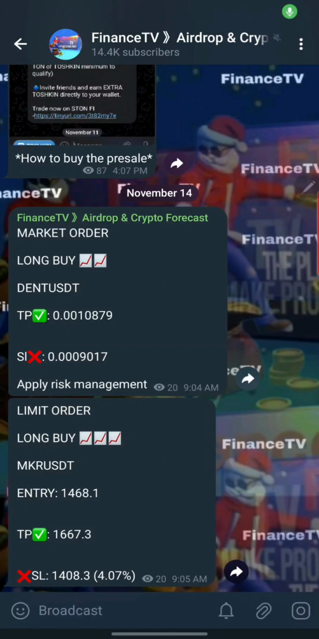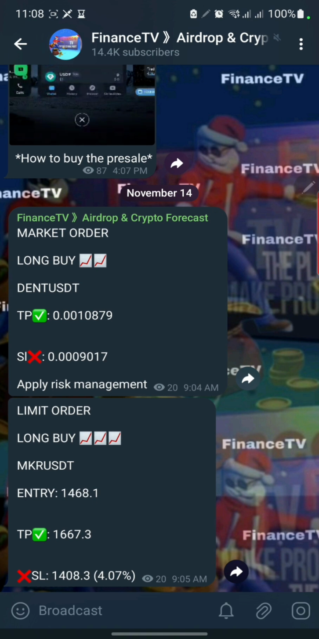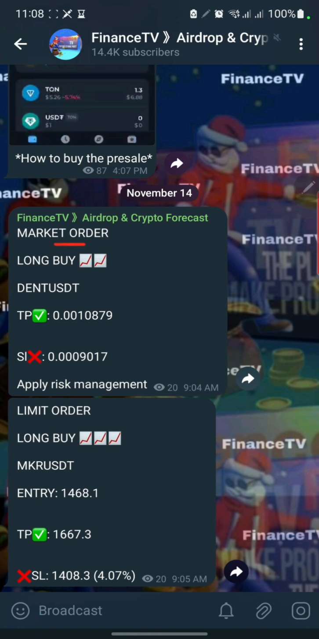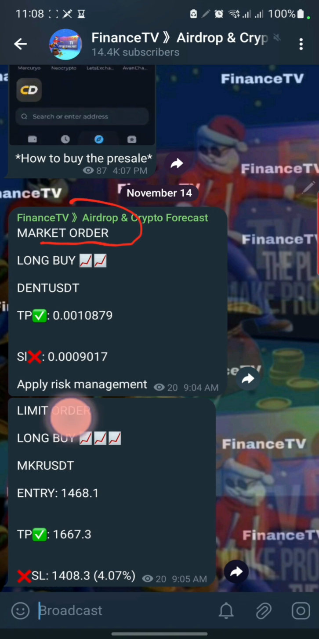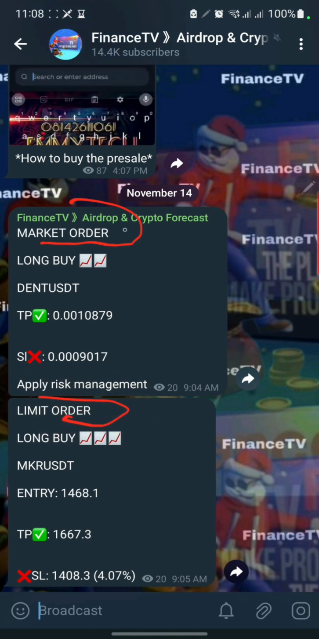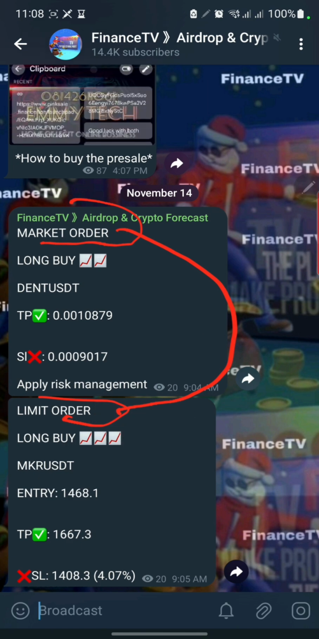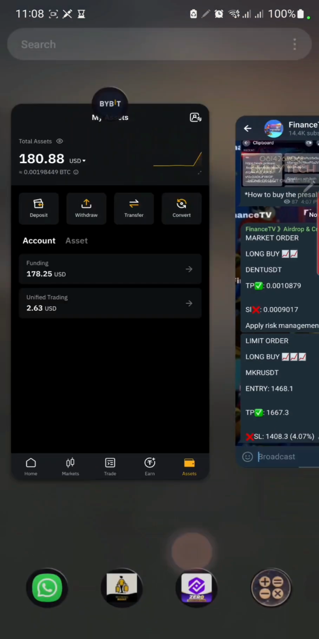So now let's quickly talk about how to trade on BYBIT. Each time I drop a trade in my Telegram group, you're going to see something like a market order and a limit order. And your question is, what's the difference between market order and limit order, and how does it really work? So now let's go to our BYBIT account.